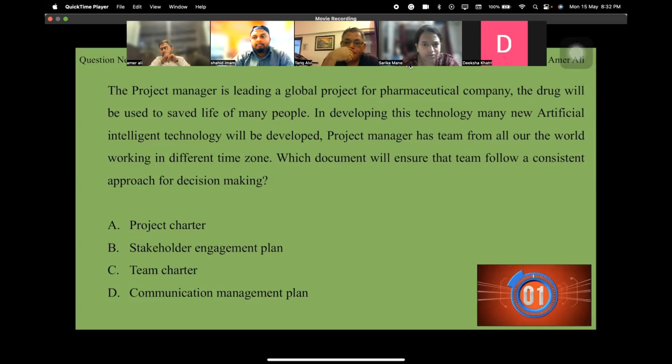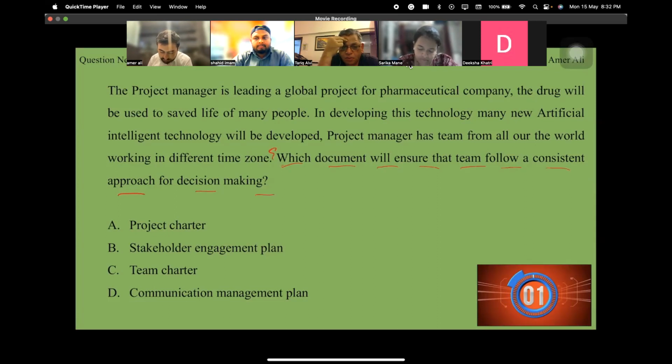The timer is up, but I'm still giving you time, because at this stage I don't care about how much time you take. I care more about whether you understand this question or not. Which document will ensure the team follows a consistent approach for decision making?